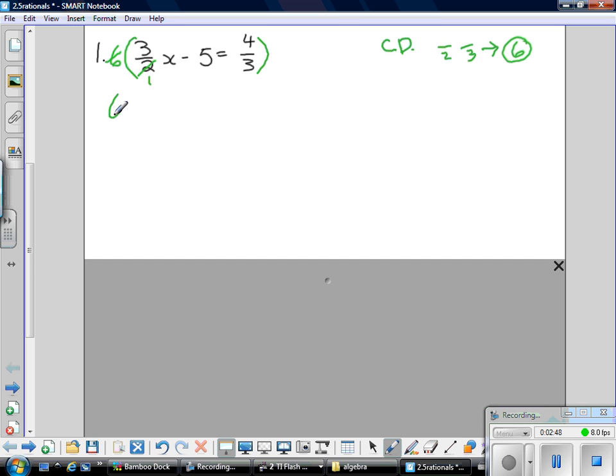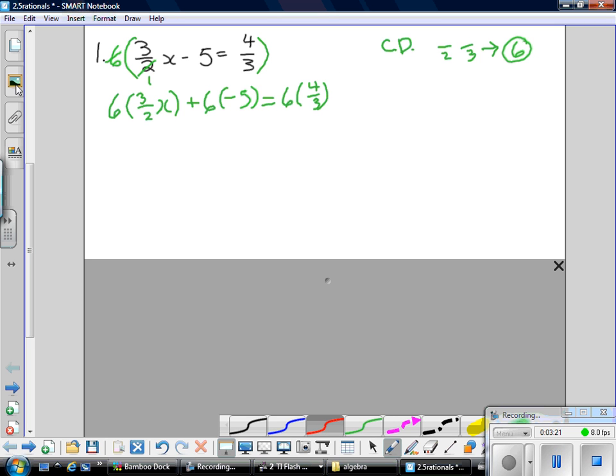Now, just to make life a little easier, because it's going to be a little harder for you to see, I'm going to take that 6 and multiply it by my 2/3 x. I'm also going to take that 6 and multiply it by my -5. I have an equal sign, which won't affect the 6, but I also have to take the 6 and multiply it by 4/3. So I'm taking each term in my equation and multiplying it by 6. And again, I'll show you what happens when I cancel.